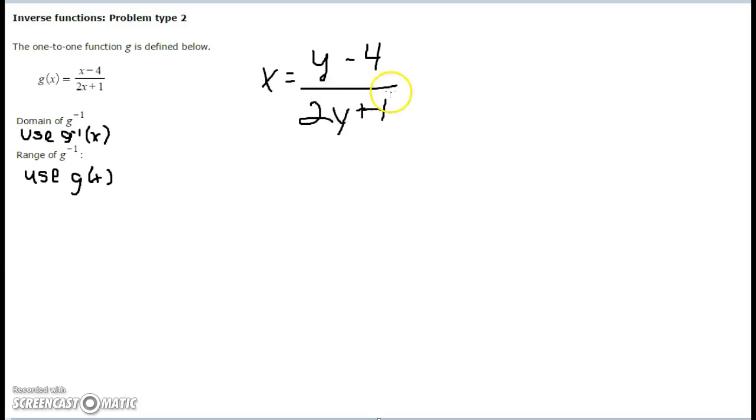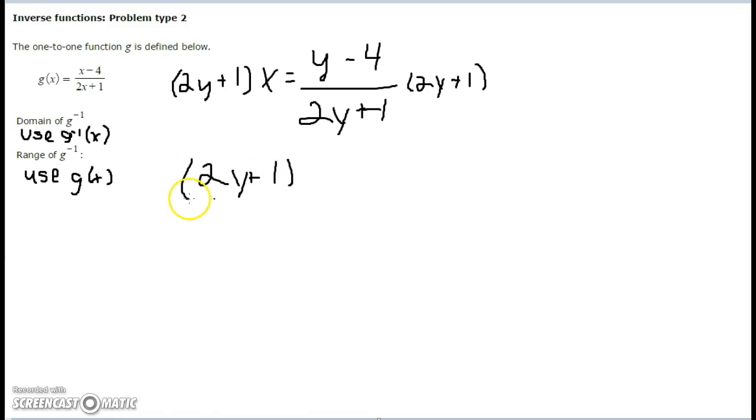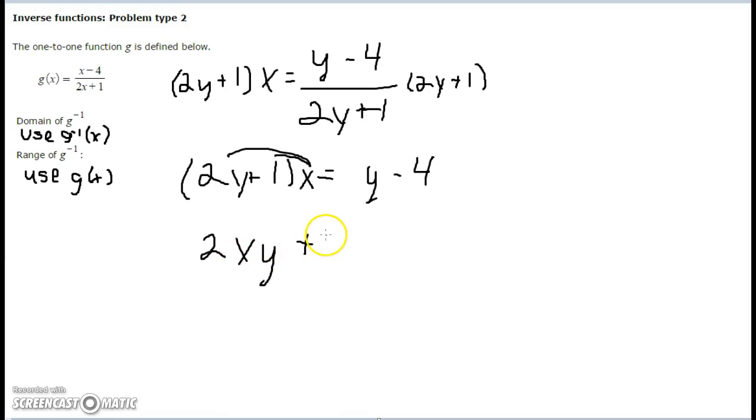And then I'm going to solve. So step 1, I'm going to multiply this 2y plus 1 to the other side. So multiply 2y plus 1 on both sides. And that's going to give me 2y plus 1 times x equals y minus 4. So then I'm going to distribute. So I'll have 2xy plus 1x equals y minus 4.